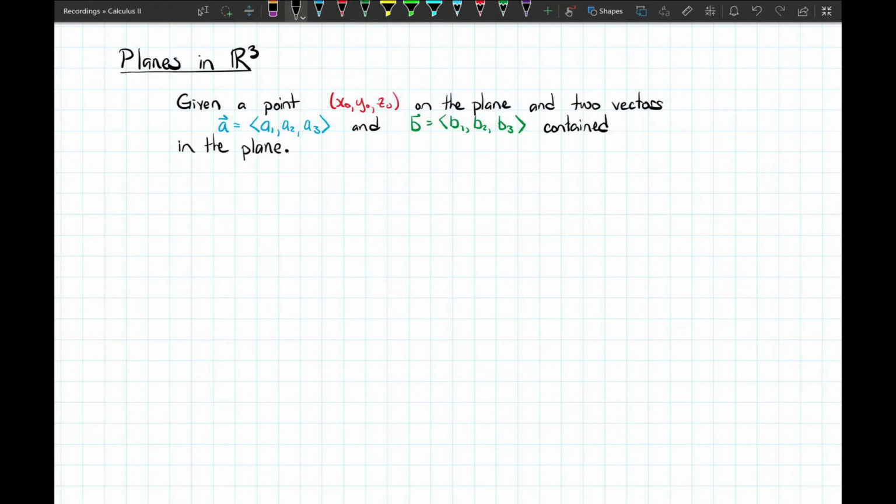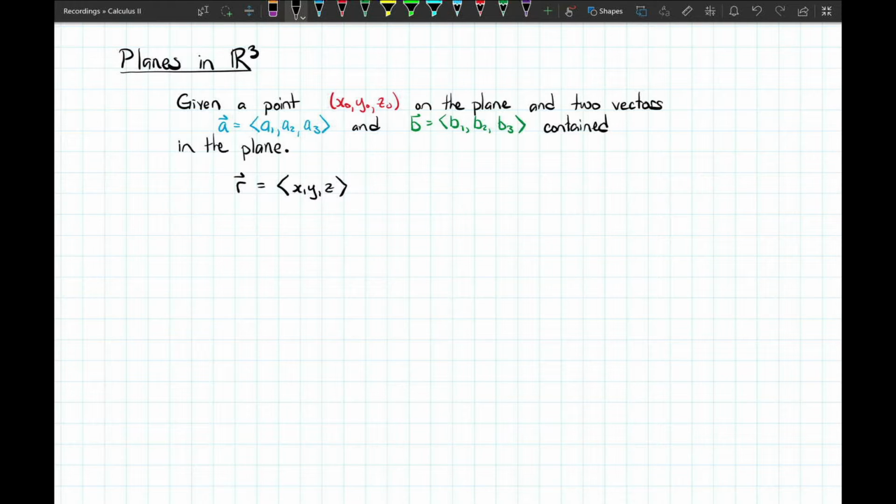Let's start off with a couple pieces of required information. We'll need a point, x naught, y naught, z naught, and two vectors that are contained in the plane. Let's say that those are a and b with the components a1, a2, a3, and b1, b2, b3. Then a plane is simply just all of the points that are spanned by a and b, some sort of linear combination of a and b that would start from that point x naught, y naught, z naught.